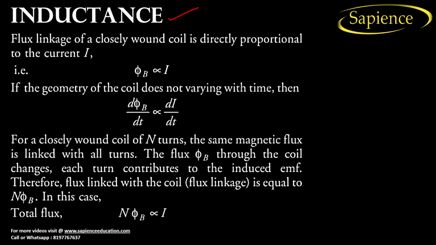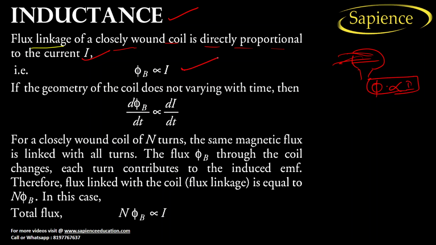Now, see here, flux linked with a closely wound coil is directly proportional to the current. So if there is a coil carrying current, what will happen? If current increases, flux will increase, so it means that flux is directly linked with the coil. If the geometry of the coil does not vary with time, then the rate of change of flux is proportional to the rate of change of current, right? So we can directly write like this: d phi by dt is proportional to di by dt.